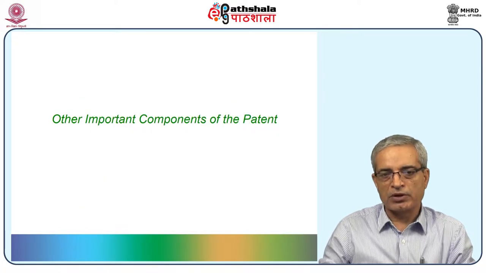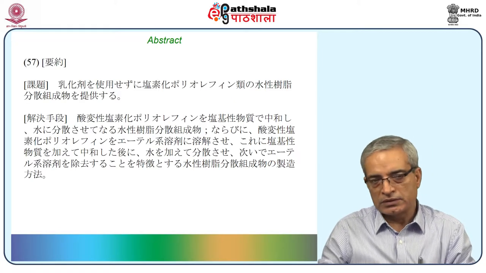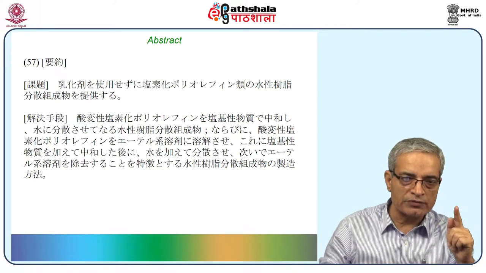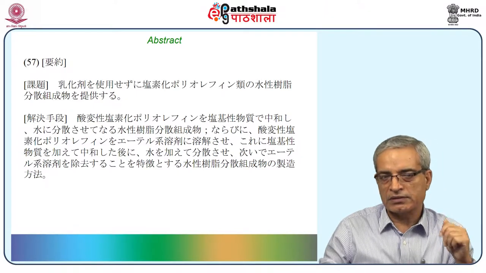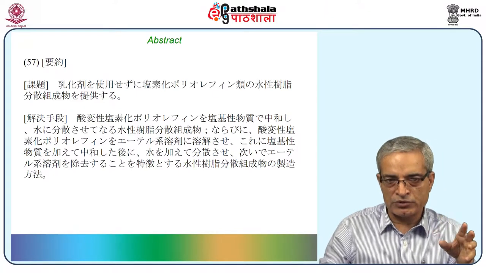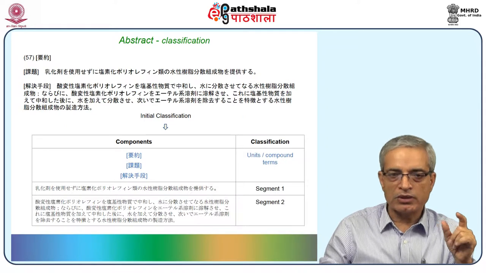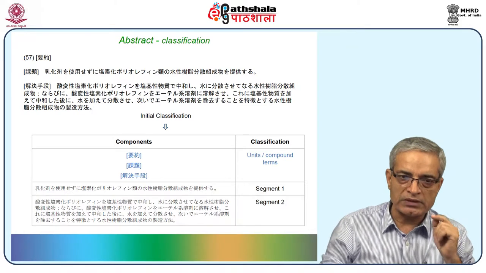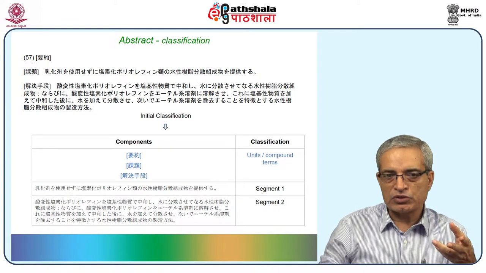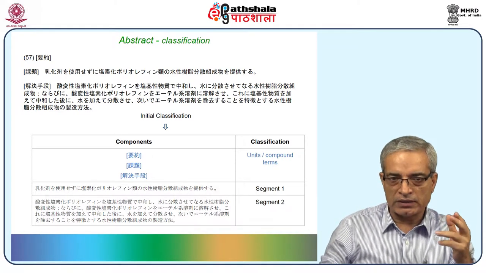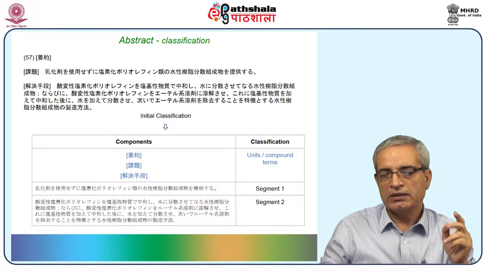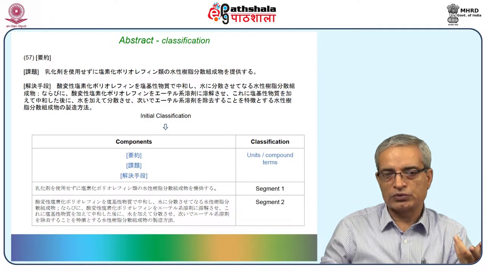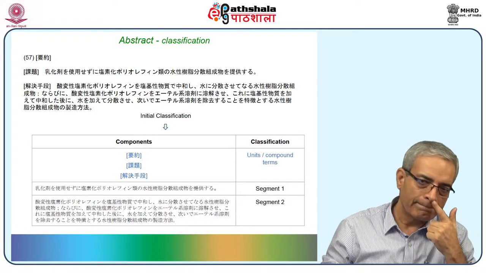Let's go with other important components of the patent. This is abstract. It's already divided into two components. 57 is the number that is the international classification number for the abstract, yoyaku, and under yoyaku it has divided the whole content into two parts. First is the kadai, that means there must be some issue which we want to resolve, and that kadai is coming in 1.5 line, and then kaiketsu shudan, so the steps or the way used for finding the solution.